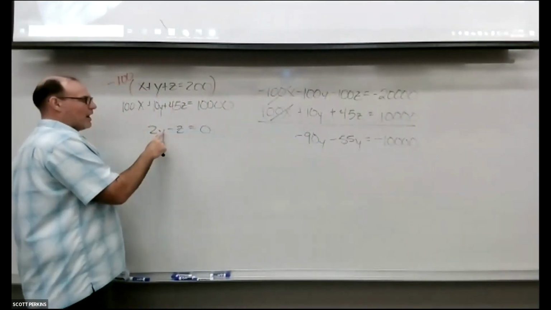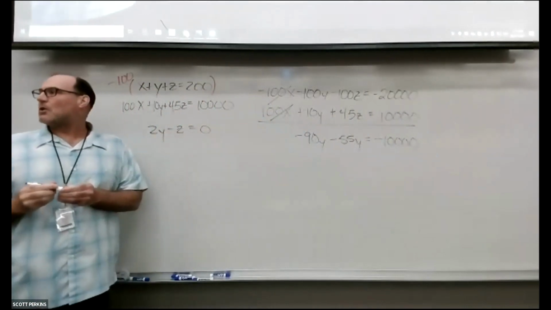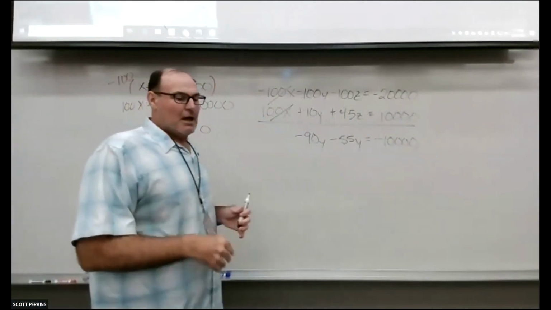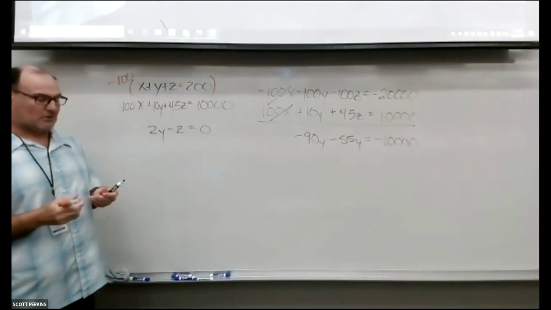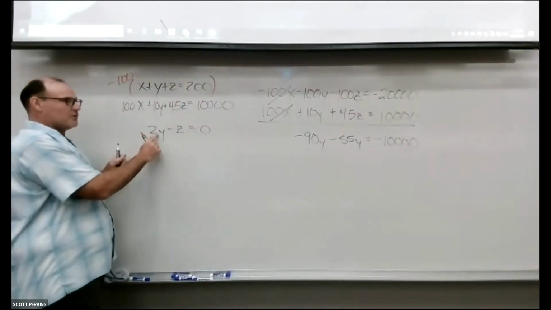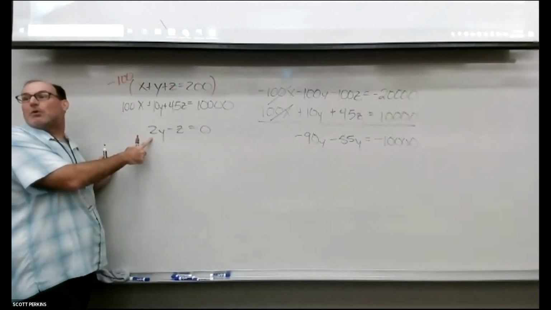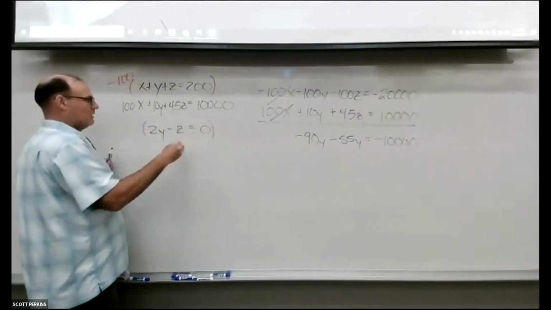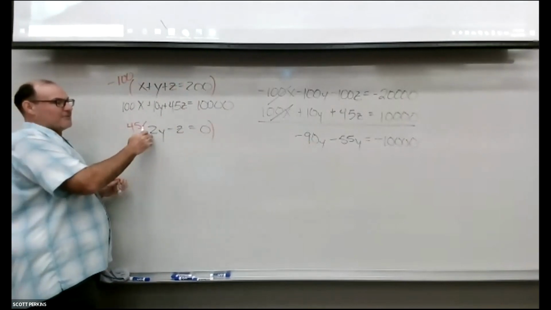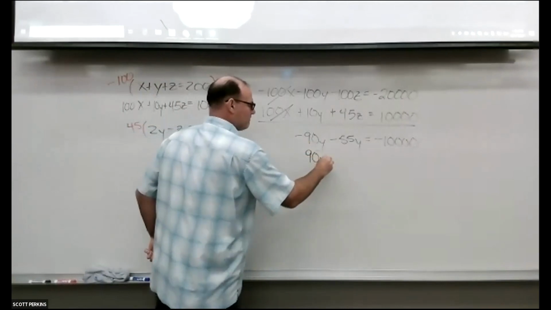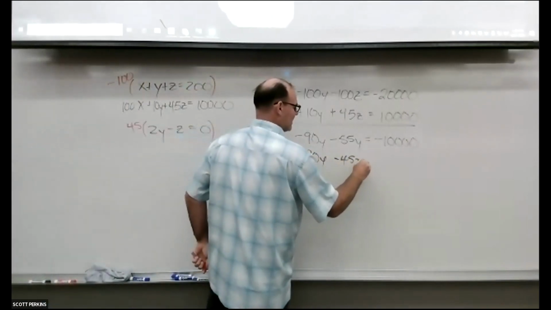I'm going to bring the 2y minus z over, but just to save us a little time, I'm also going to multiply it by something. It doesn't really matter what. Let's cancel the y values. If I'm going to cancel the y's between these 2 things, what do I have to multiply this equation by to cancel the y's? 45. So 45 times 2 is 90y. 45 times negative 1 is negative 45z.